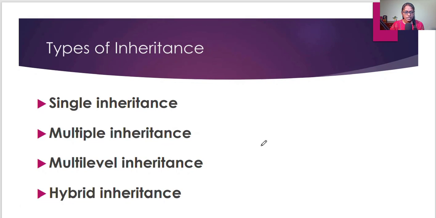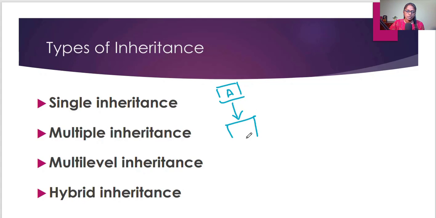Okay, so there are different types of inheritance: single inheritance, multiple inheritance, multi-level inheritance and hybrid inheritance. Single inheritance means this is class A, and class A is inherited into class B. This is called single inheritance.